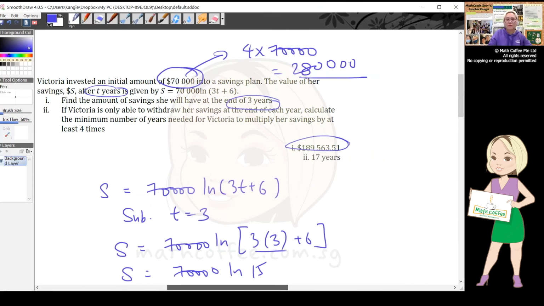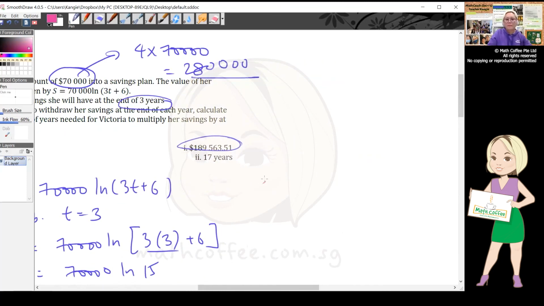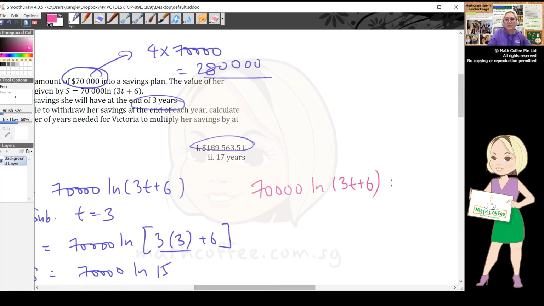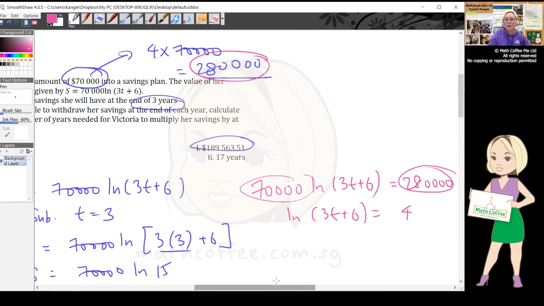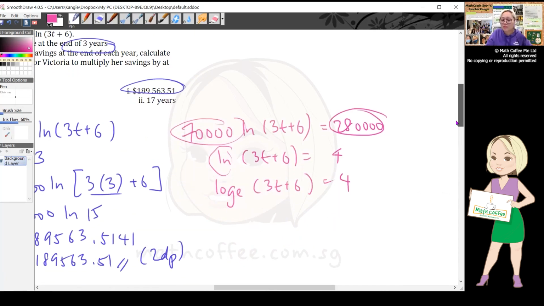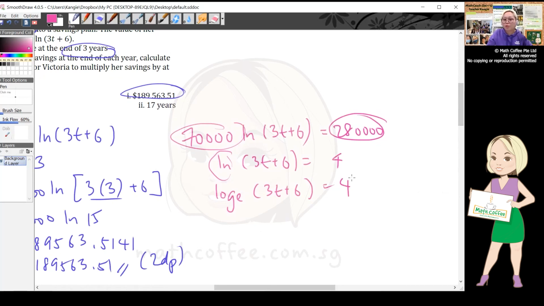Okay, so it means that my S, I'm going to put on this side, 70,000 ln(3t + 6), I let it equal to 280,000. So my ln(3t + 6) is equal to this thing divided by this, which will give me 4, agree? And how are you going to solve this? You need to review the base of the ln. We know that this is base e. So then we change to index form. Push up. So e to the power of 4 is equal to 3t + 6.